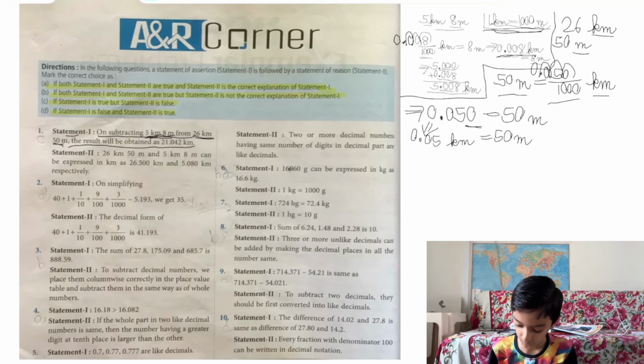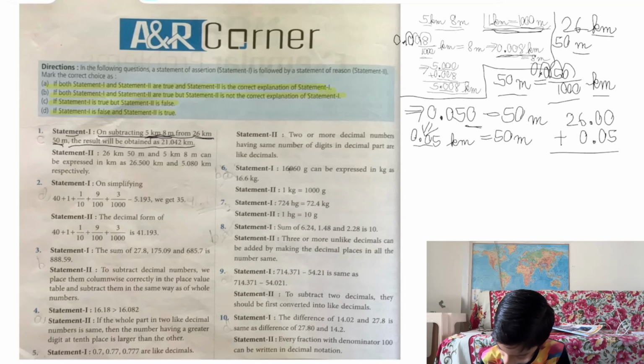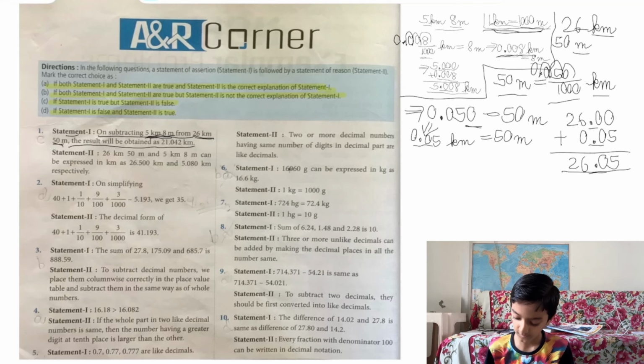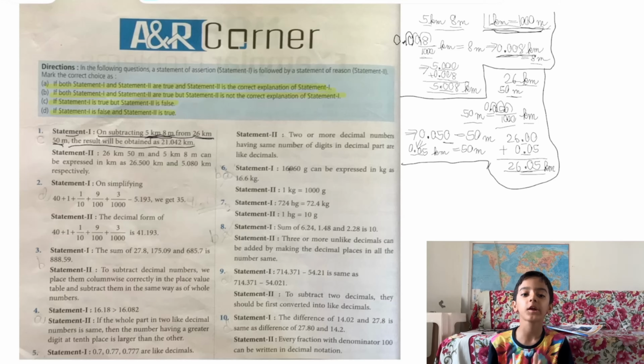Now we'll add this 0.05 kilometer to 26 kilometers. So let's add. Here 0 plus 5 is equal to 5. 0 plus 0 is equal to 0. Point under the point. 6 plus 0, 6. 2 plus 0, 2. So 26.00 plus 0.05 is equal to 26.05. So when we convert 26 kilometer 50 meter into kilometers, the result is 26.05 kilometer. Now we have all units in kilometer.